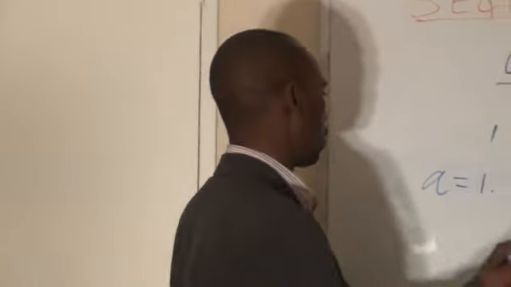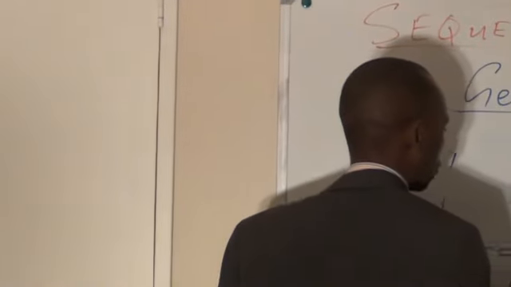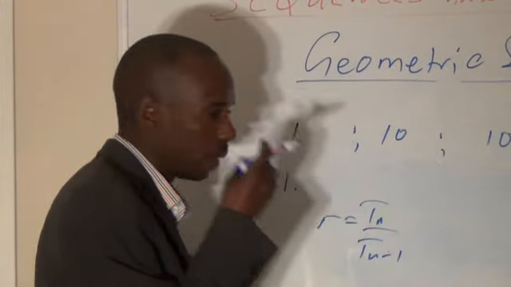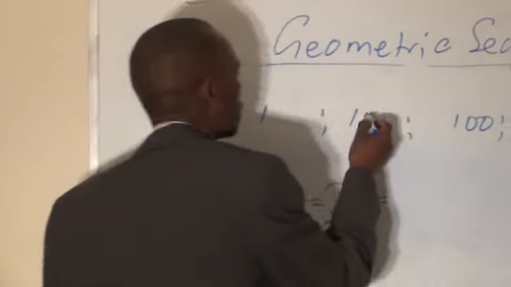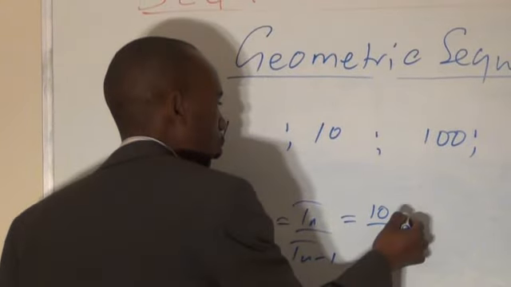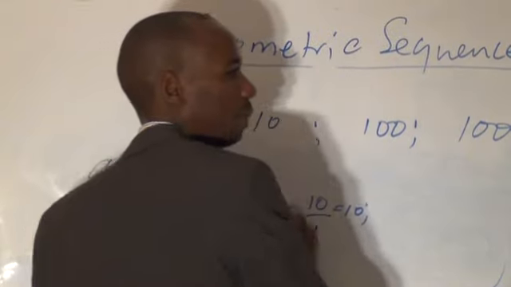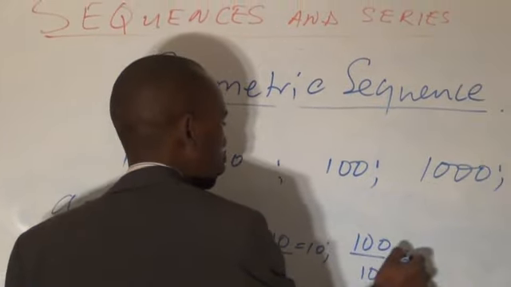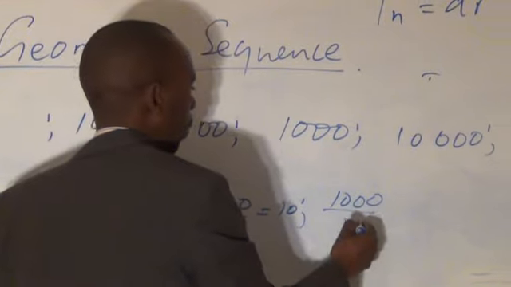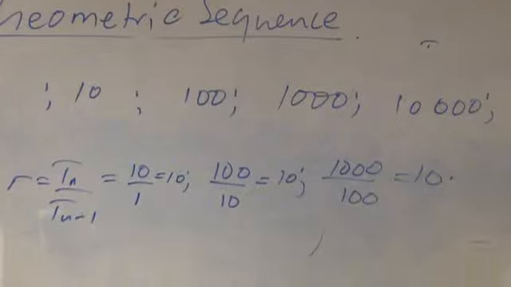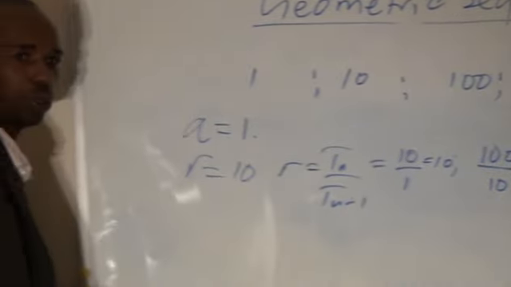So if I were to check, I would say, okay, fine, let's check R. In general, it should be Tn over Tn minus 1 if you want. So I can take, for example, T2 divided by T1. That will be 10 over 1, which is equal to 10. I can take T3 divided by T2, which will be 100 divided by 10, which is also equal to 10. I can take T4 divided by T3, which will be 1000 divided by 100, which is equal to 10. So we do agree, therefore, that we have, in this case, a common ratio 10.